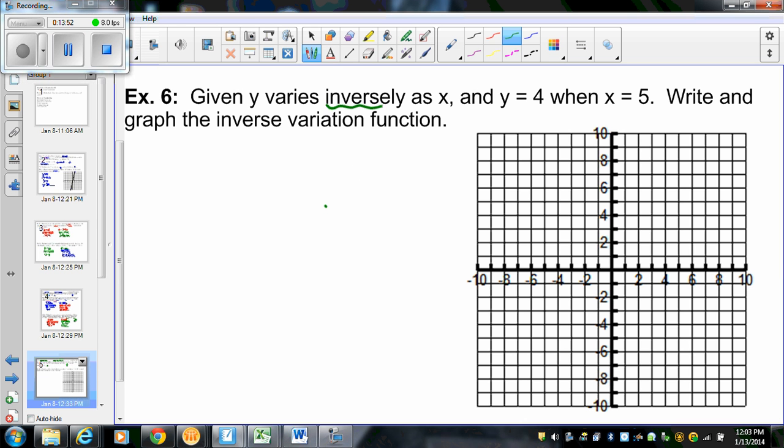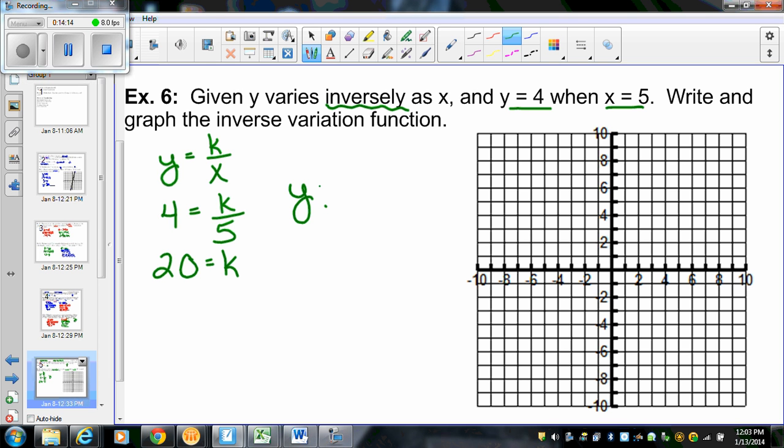So as soon as we see that it varies inversely, we know that our general equation is y equals k over x. And then the specific relationship that they've given us is that y is equal to 4 when x is 5. So we're going to use that to solve for k. In this relationship, we would need to multiply the 5 over, so k would be 20. So that means that my general equation is y equals 20 over x. This is a rational function, which is what we're actually going to spend the rest of this unit studying.